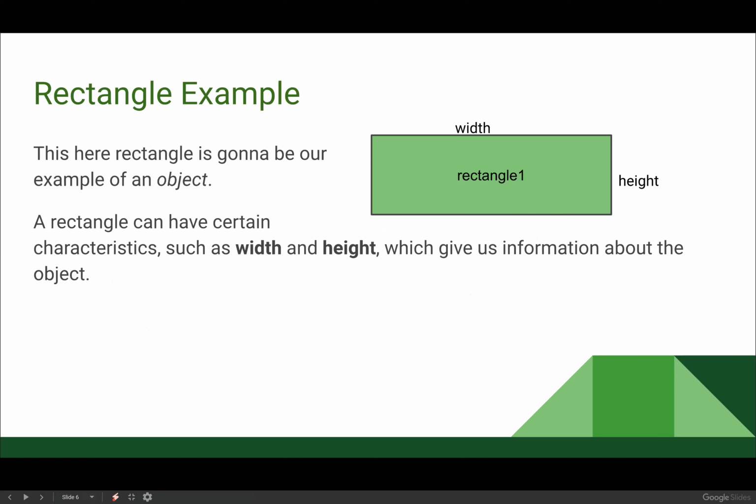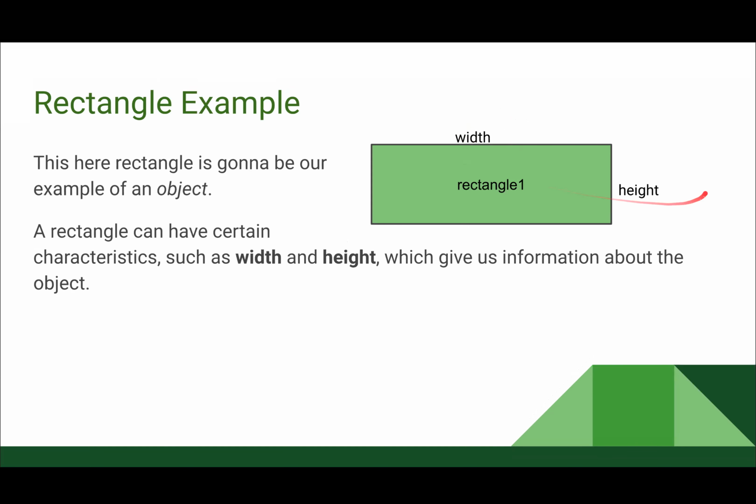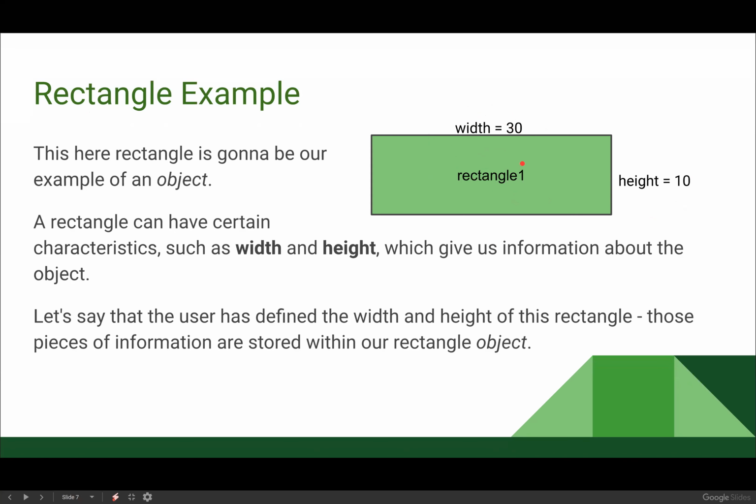All rectangles have certain characteristics. They have certain pieces of information about them. For instance, this rectangle's length and width, or width and height. That is information about this object. In my code, I'm going to have some variable that is going to represent a rectangle, and that variable will have a width and a height quality that I can use to determine what size this rectangle is. So let's say the user has defined the width and height of this rectangle as 30 and 10. Those pieces of information are stored within our rectangle object. So our rectangle will know its width is 30 and its height is 10. And it'll be able to use that for different things.